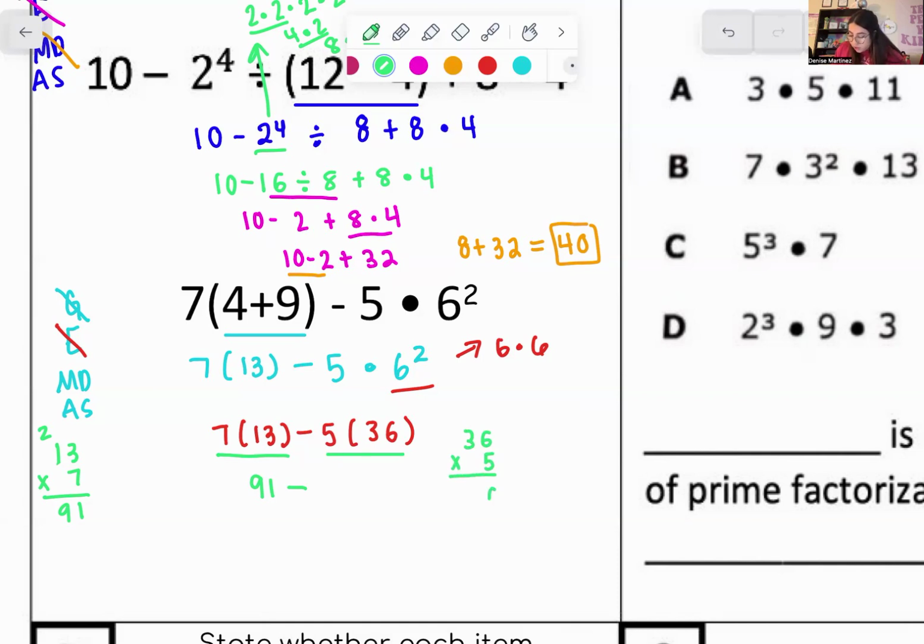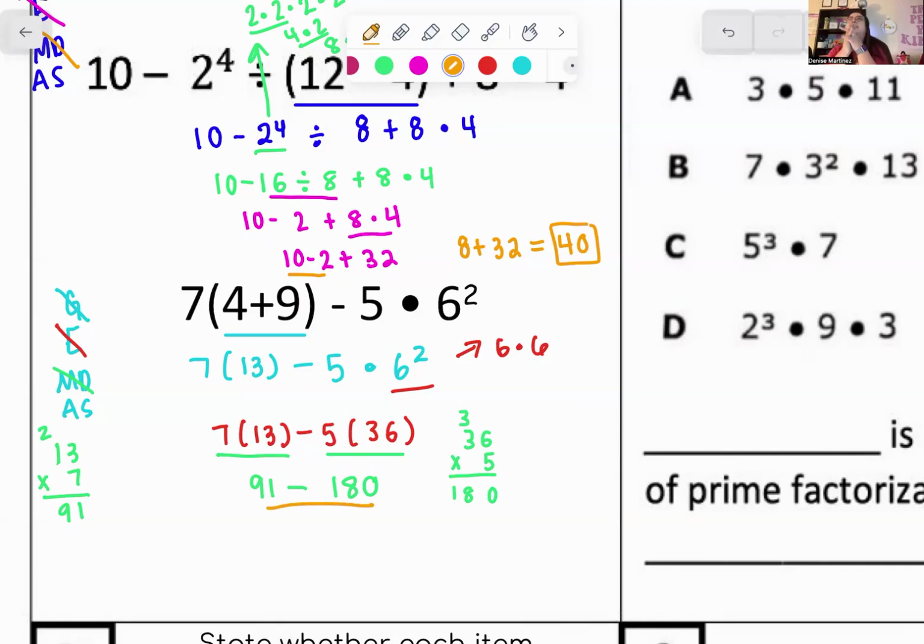6 times 5 is 30. 5 times 3 is 15, but I add 3, so that's 18. So it's 180. Okay, I'm done with my multiplication and division. There was no division. Now I'm going from adding to subtracting.